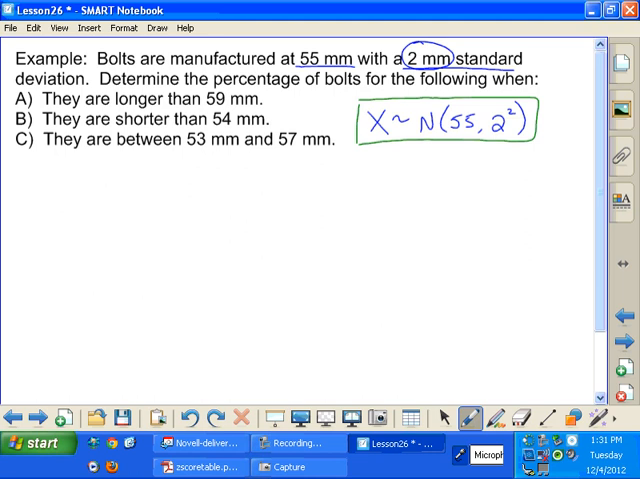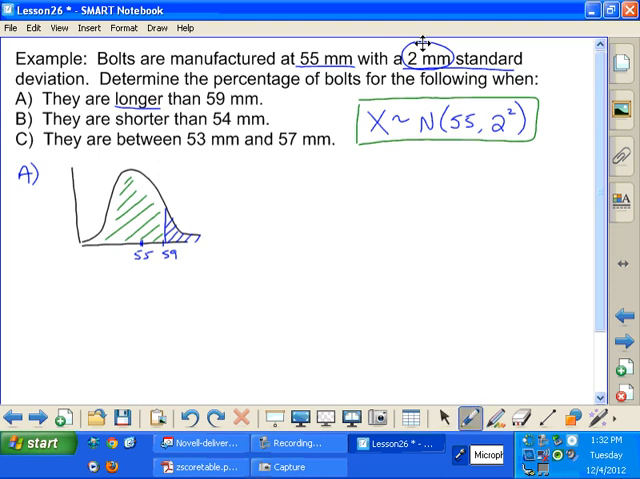So determine the percentage of bolts that are produced when. A part: what's the probability they're longer than 55 millimeters? This is where a sketch is going to help you out at the start, and eventually people get to the point where they don't need it. Here's the normal distribution. Most bolts are 55 millimeters. 59 is over here somewhere, and we want to know the percentage that is longer, which means we want this area. Now remember, the Z-score information that we get finds this area.